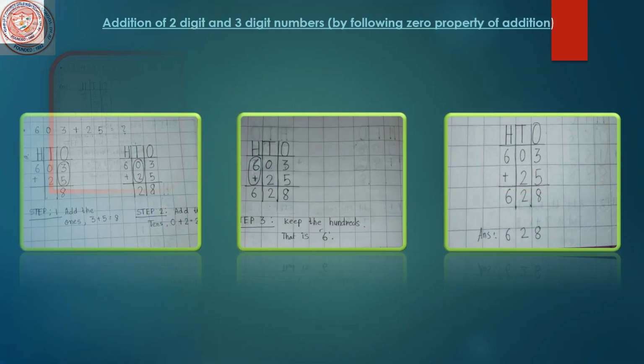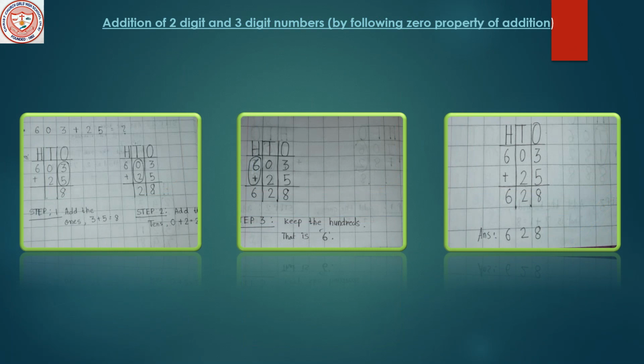Next, addition of 2-digit and 3-digit numbers, by following the zero property of addition. 603 plus 25 equal to what? Step 1, add the ones. Step 2, add the tens. And step 3, keep the hundreds. Now this is your answer.